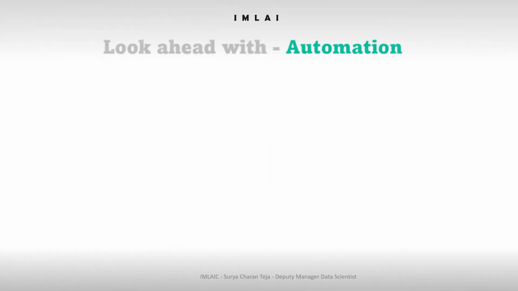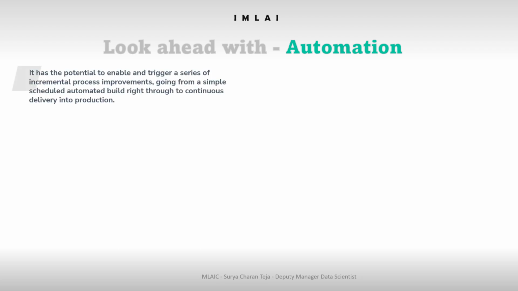Let's look ahead with automation. Let's look more into automation. Continuous integration, also known as CI, is a cornerstone of modern software development. In fact, it is a real game changer. When continuous integration is introduced into an organization, it radically alters the way teams think about the whole development process.